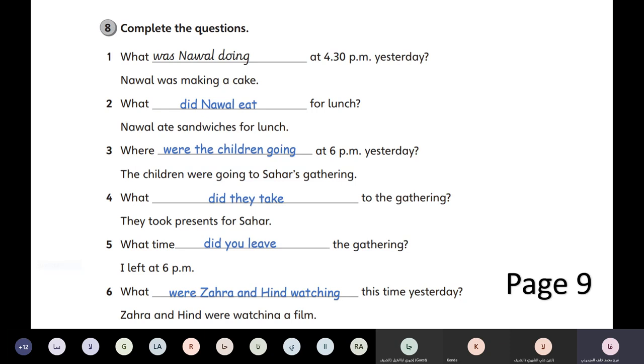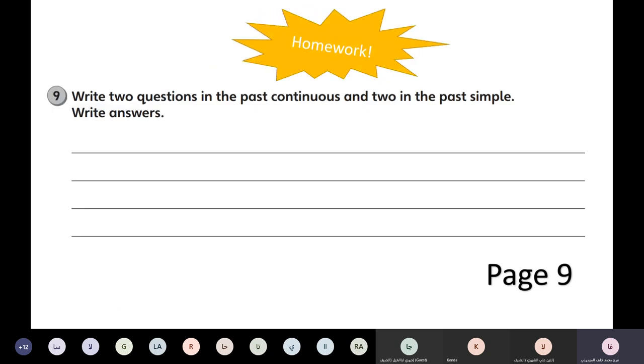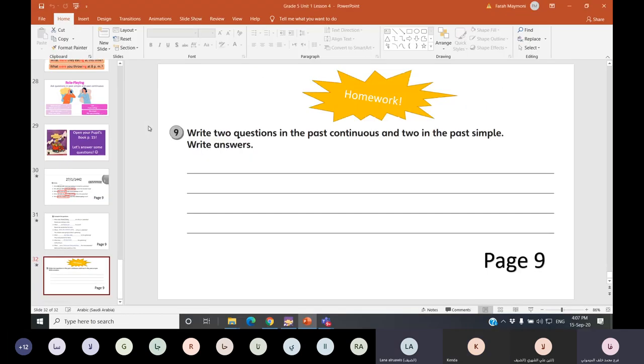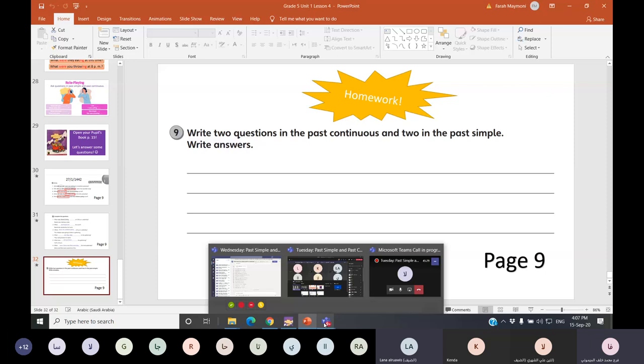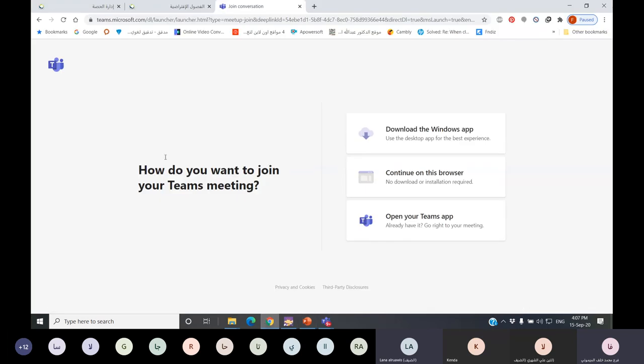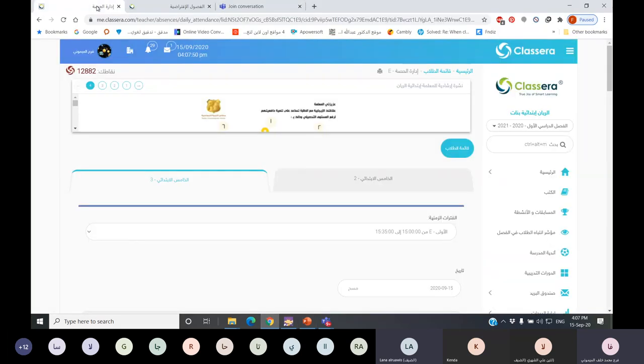So, young ladies, you don't have to write all of this now, you can do it later as homework. But your real homework is the last question. You write two questions in past continuous and two in past simple with right answers. It's okay for those who did that. I did see your homeworks. You posted them. Very good. But be careful. Sometimes you write the homework before the lesson and you will have mistakes. You can do the questions later. I'm going to put the answers later in Crasera. Okay?